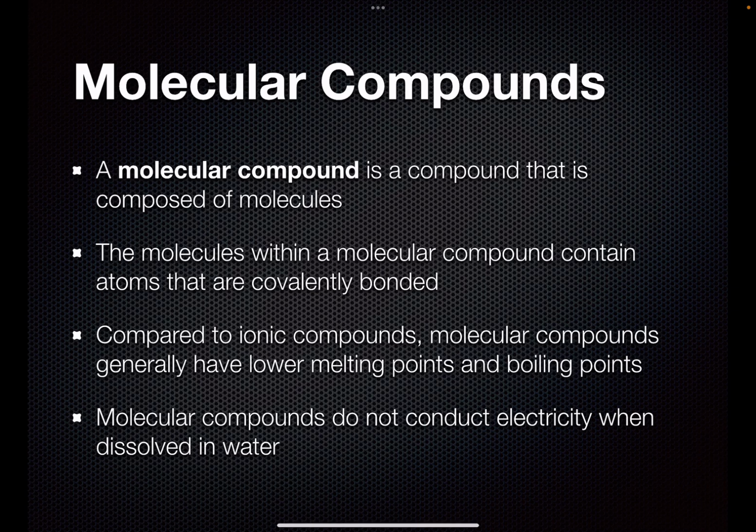A molecular compound is a compound that's composed of molecules. So when they're bonded together and they're made into compounds, they're called molecular compounds. Okay? When they're covalently bonded, that means that they're sharing those electrons. We're going to call them molecular compounds. Okay? Generally, they're different than ionic compounds in how they're broken down and what kind of properties they have.